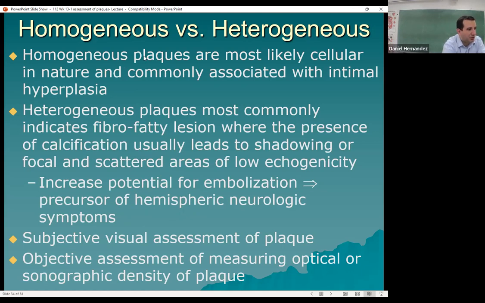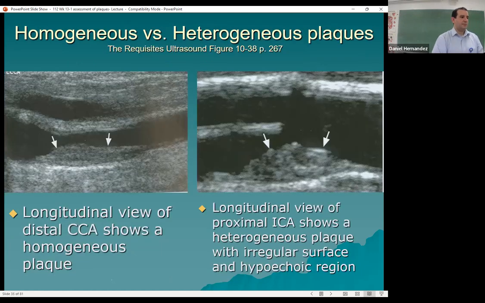So homogeneous plaques are more stable. Heterogeneous plaques tend to have a higher propensity for embolization, so they're considered more vulnerable. When you start seeing plaques that have areas that are echogenic, hyperechoic, that don't look nice, smooth, and even, those are more of a concern than homogeneous plaques. So this is a nice homogeneous plaque. Everything looks pretty similar in echo texture.